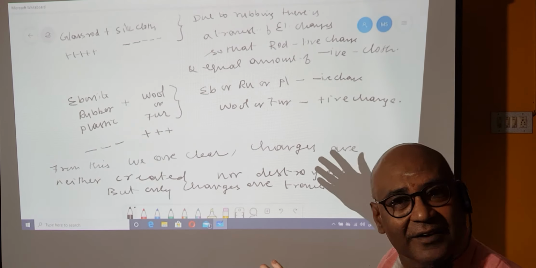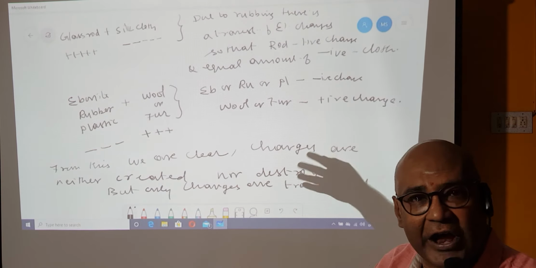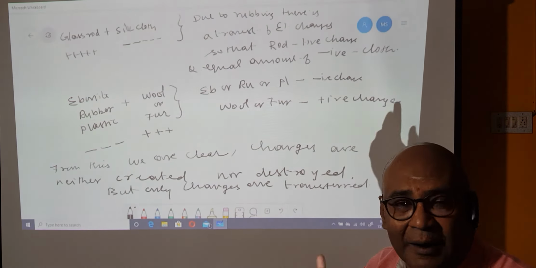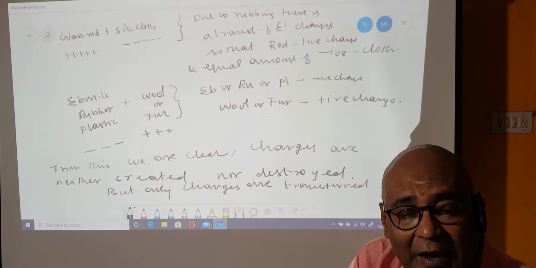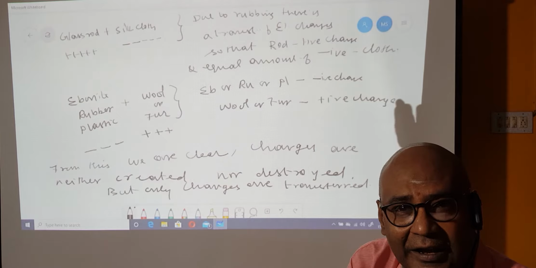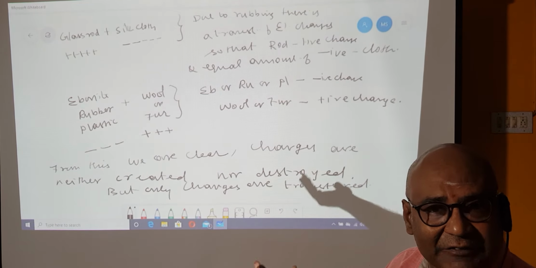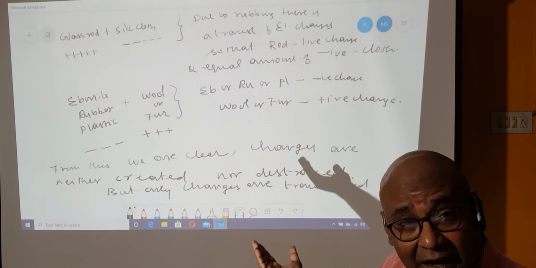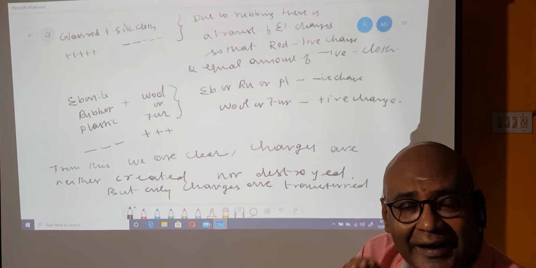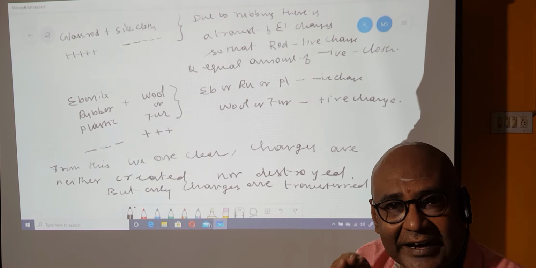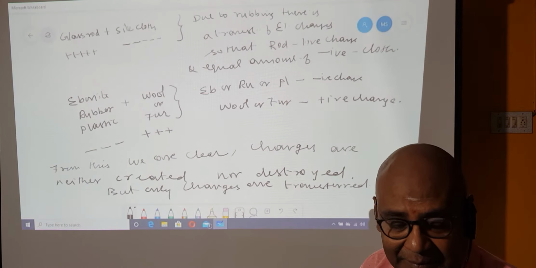So from this, we are very clear that charges can neither be created nor be destroyed, but there is only a transference of electrical charges from one material to another material by a physical process. The example given here has the physical process of rubbing. I think you will be very clear about this idea. Expect a 3-mark question in your examination.